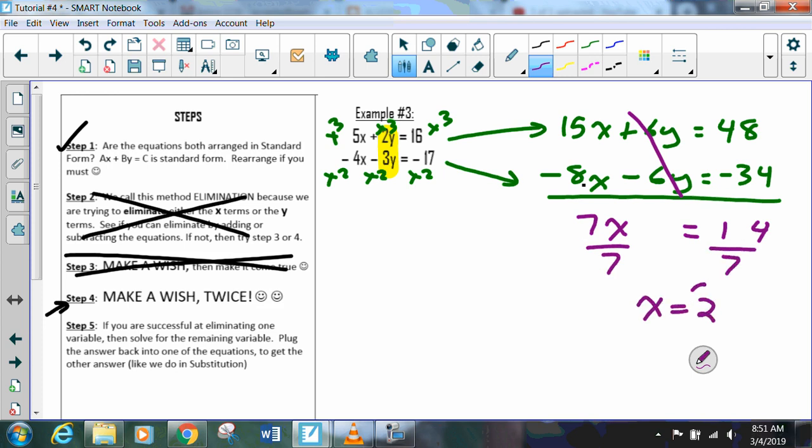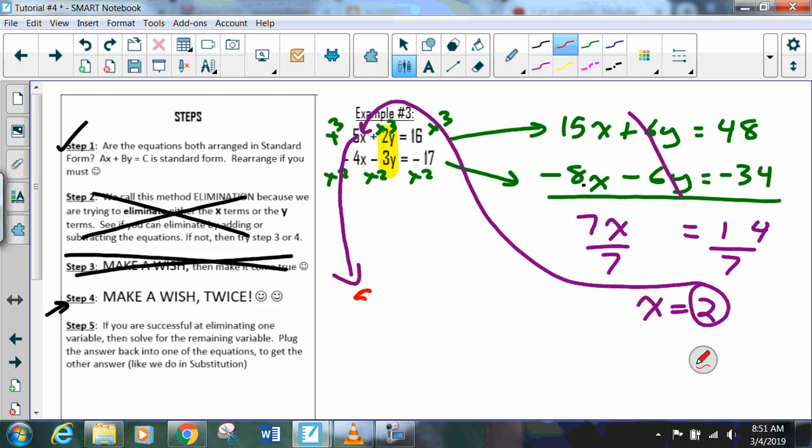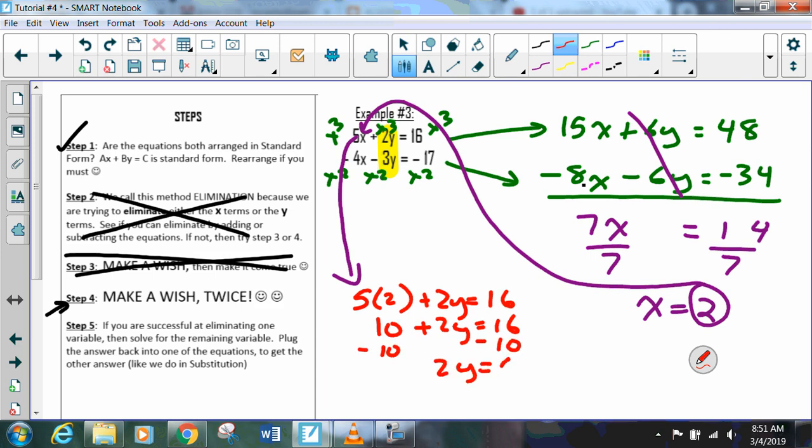I'm going to take that 2, plug it into the original equation, switch up colors, so I get 5 times 2 plus 2y equals 16. It's just a two-step, right? I'm going to go ahead and subtract 10 from both sides. 2y equals 6, and y equals 3. Let's put them all together, and we get the answer of 2 comma 3.